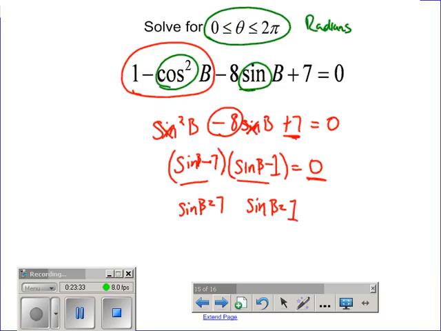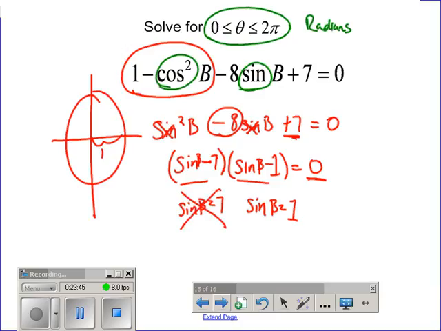So again, always go back to your unit circle, right? Now remember, your unit circle is just what it means. This is only 1 unit. So this is impossible for me, I'm not going to have sine b of 7. But now I've got to figure out where sine of b is 1. And remember, our y values are our sine values, so it's going to be up here at 90 degrees. Well, 90 degrees as a radian is pi over 2. That's your only answer for this one. It's pi over 2.